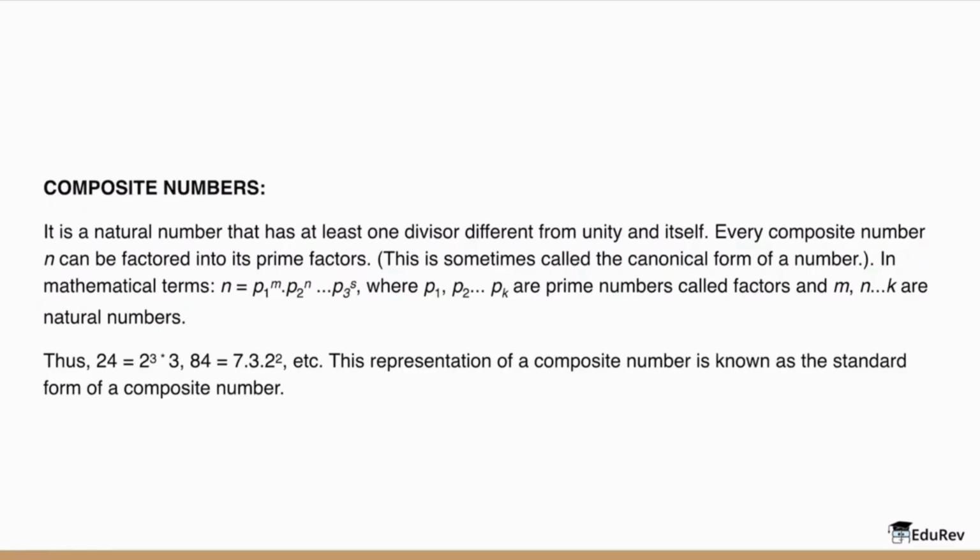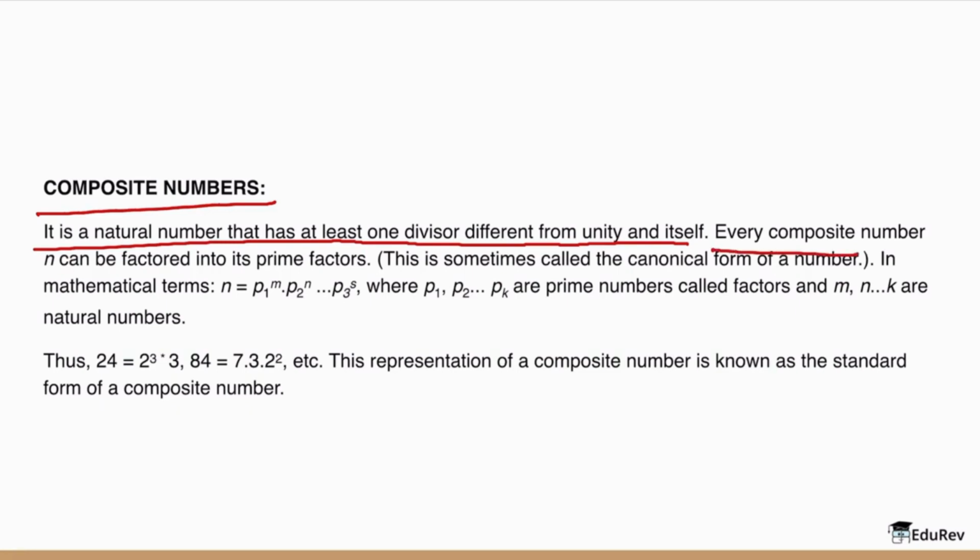Okay, moving forward, we have a concept called composite numbers. So let's see what composite numbers are. It's a natural number that has at least one divisor different from unity and itself. Just before integers, we studied prime numbers. In prime numbers, I told you that the divisors have to be the number itself and unity. Now for a composite number, any number is composite if it has at least one divisor which is anything other than unity and the number itself. Then that is going to be your composite number.